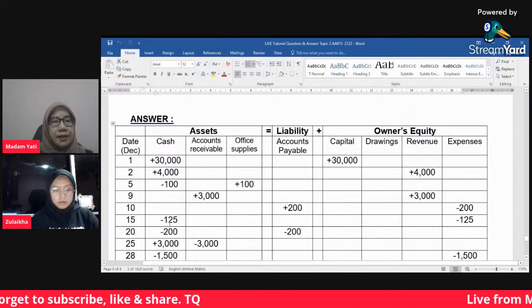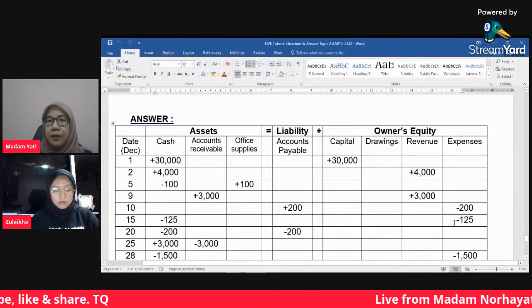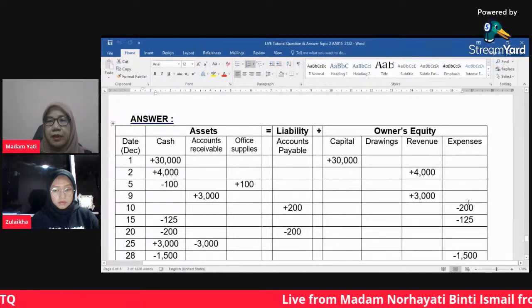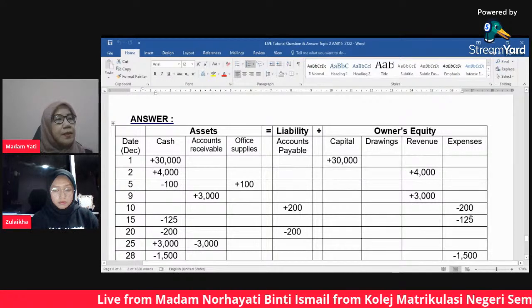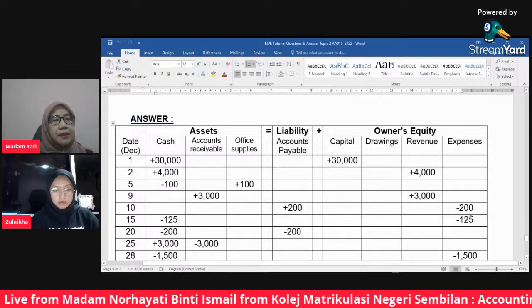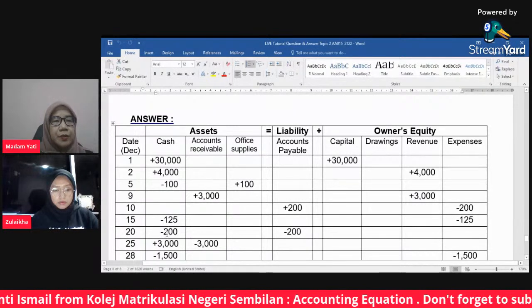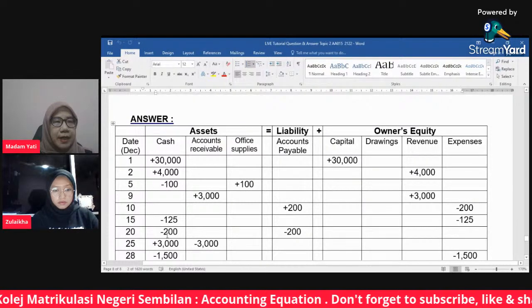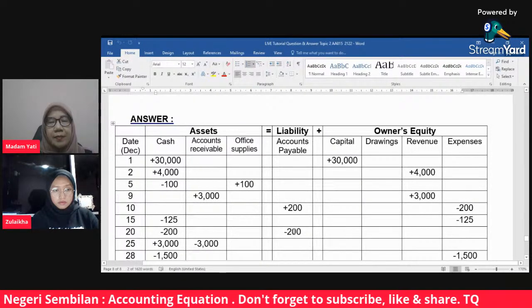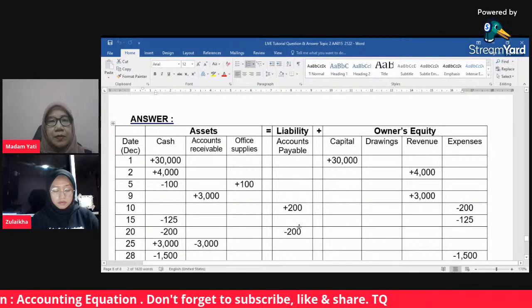The next one, 15, is paid advertising. So decrease in cash and decrease in owner's equity. Make sure to record in the correct column, which is expenses. Okay, the 20th is paid utility. That utility we already recorded on 10th December, so now you pay. Decrease in cash and at the same time our liability also decreases.